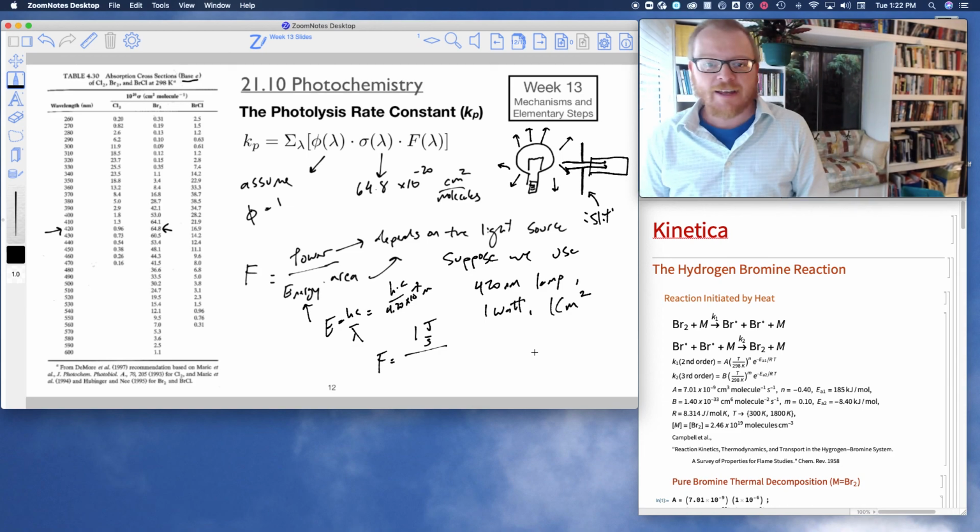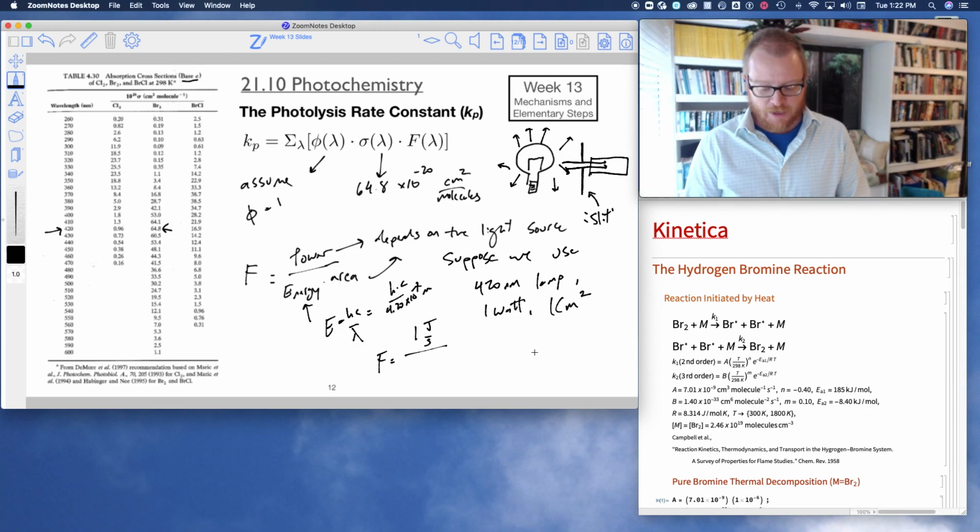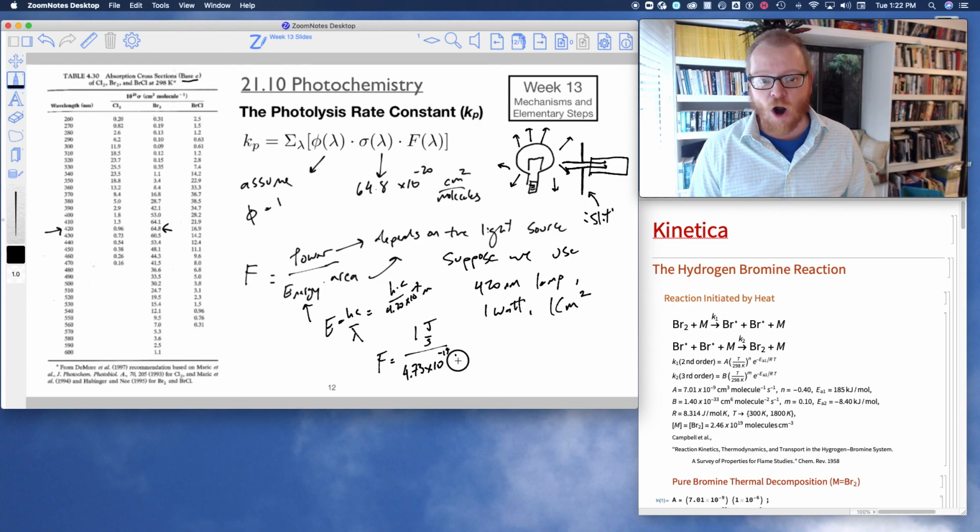Okay, so I don't have my calculator up there, but I'm going to do that really quick. 6.626 E minus 34 times 2.998 E to the 8 divided by 4.2 E to the minus 7. So for that, I got 4.73 times 10 to the negative 19. And the units of this equation are joule, and technically it's joule per single photon.